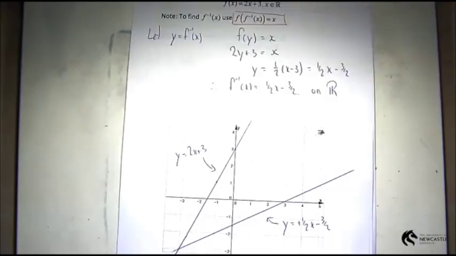Let me just come over the page and we'll bring it out. So the graphs are reflections in the line y is equal to x. The graphs always turn out to be that. So if I have a function and its inverse, then they're reflections in the line y is equal to x.